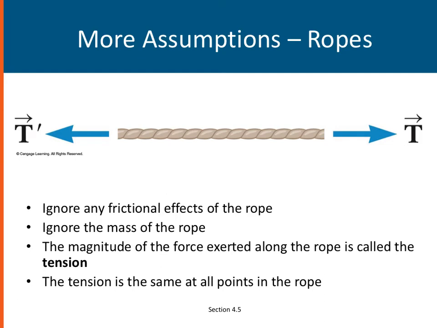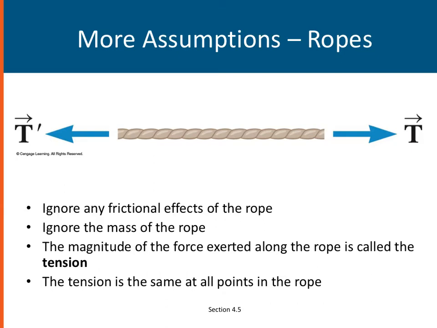Many of our situations and problems will deal with ropes or strings, and when we're dealing with ropes, we're going to ignore any frictional effects of the ropes. We're going to ignore the mass of the rope, even though the mass does have a little bit of effect, but it's negligible. The magnitude of the force exerted along the rope is called the tension. We're going to assume that the tension is the same throughout all points of the rope. In actuality, this isn't true. However, because of our limitations with math, we are going to assume that all of the tension throughout the rope is constant.